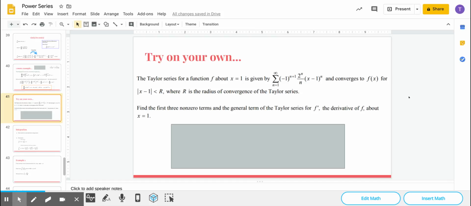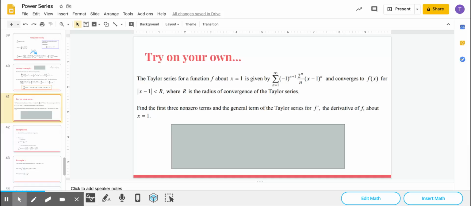Okay, so here's a try on your own. So definitely, like I said, pause the video at this point, see if you can get there. Really what I'm doing is basically the same thing as the last one. I'm not asking you to interpret it any further than just finding terms in the general term. You've got a random power series there, and I want you to find the first three non-zero terms and the general term for f prime.